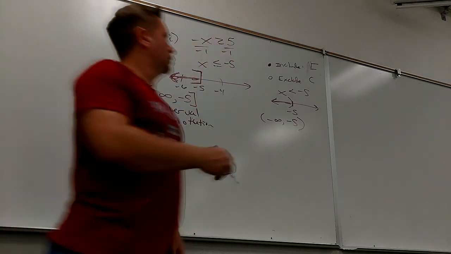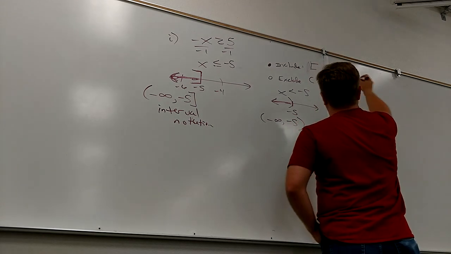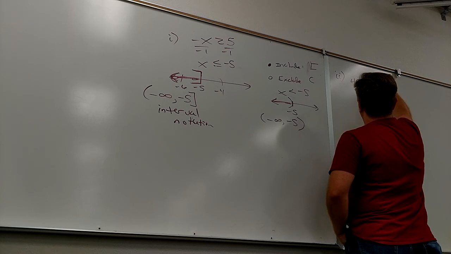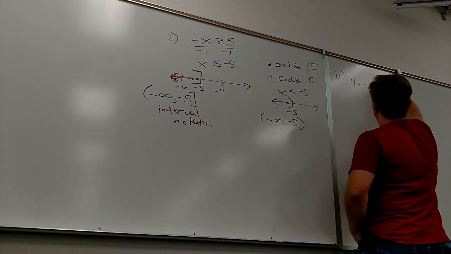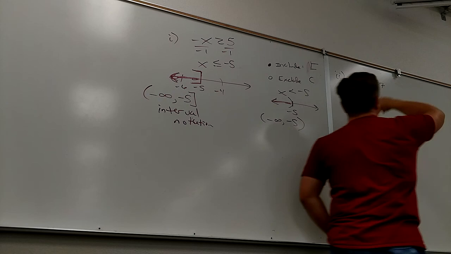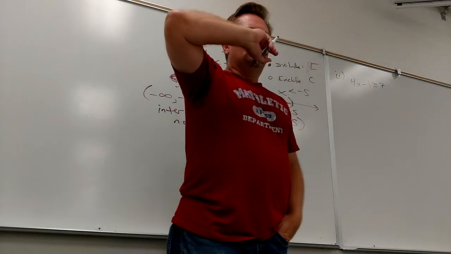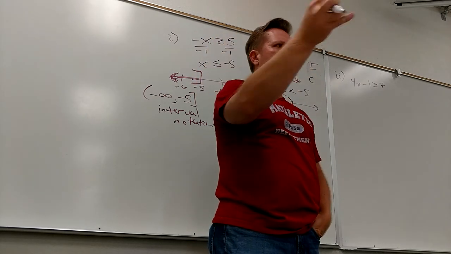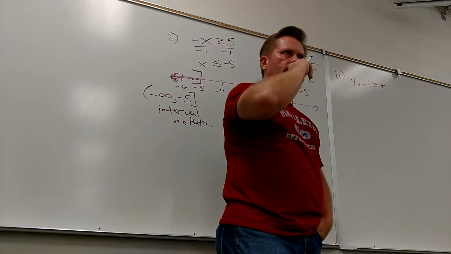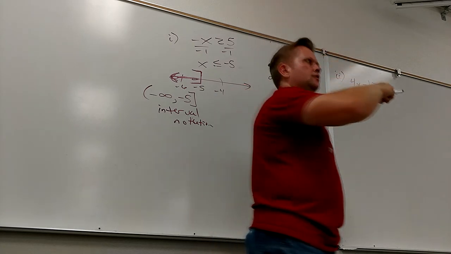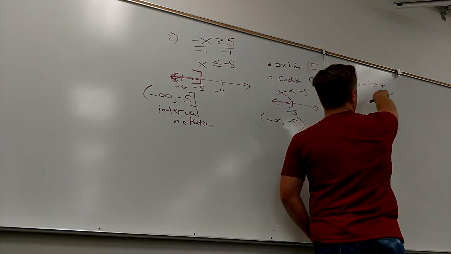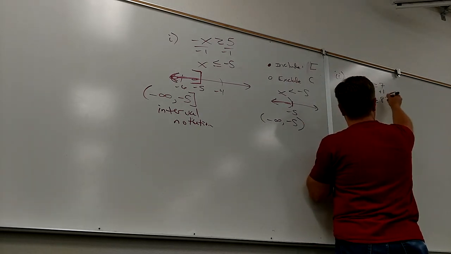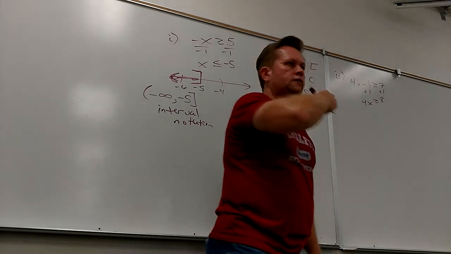All right, so let's do another one. Let's do one where you have to actually solve a little bit. Yeah, there you go. Good job. So this is pretty straightforward. You solve just like you solve equations. It's only if you multiply or divide by a negative you got to worry about changing that sign. So what's the first thing you would do here? You add 1. Divide by 4.